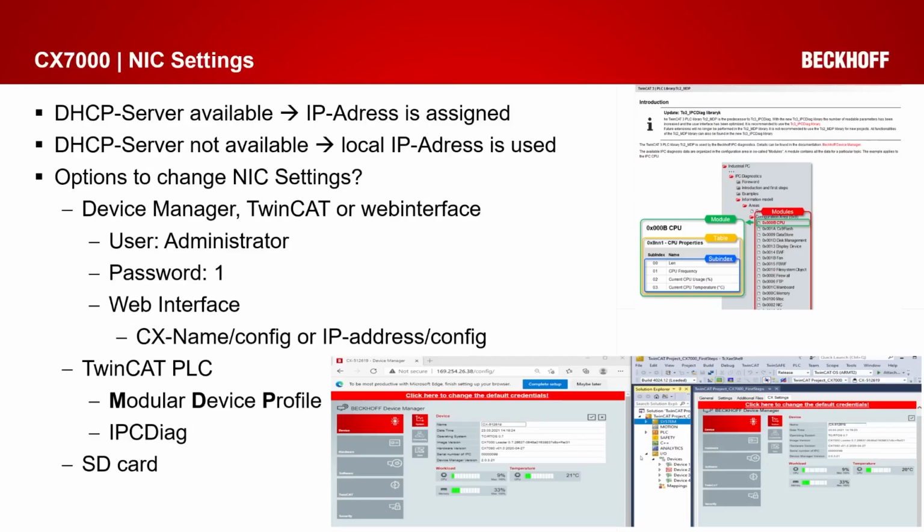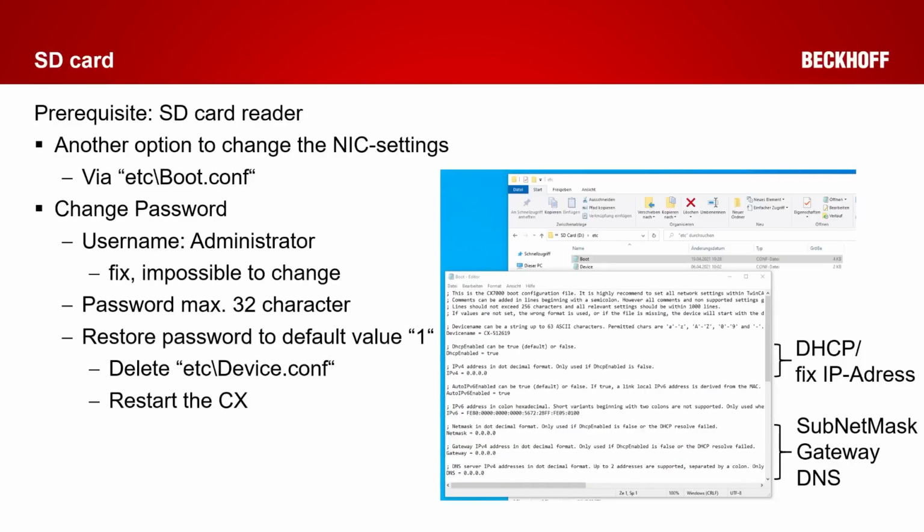One more possibility to change the settings is the SD card of the CX. For this, an SD card reader is needed. To change the settings, you need to open the file boot.conf in the folder etc. In the opened window, you can view and change the settings. You can view, for example, the CX name and the IP address, and change the settings.